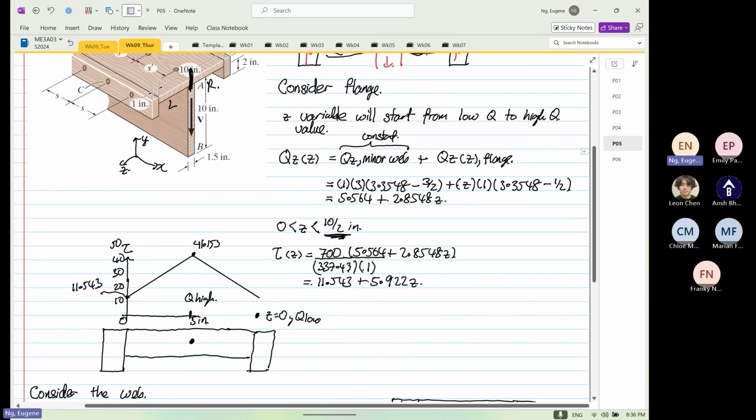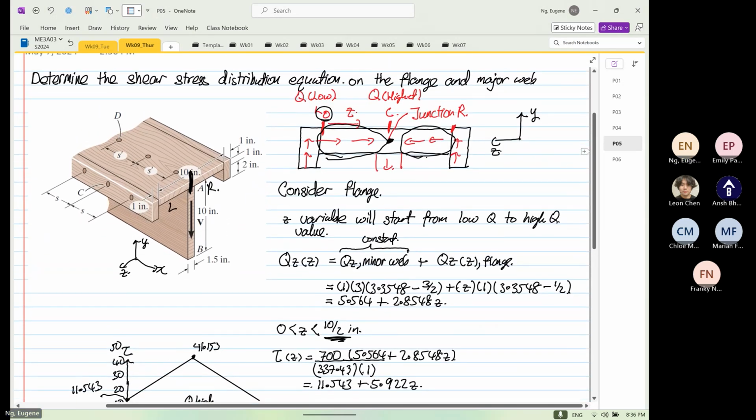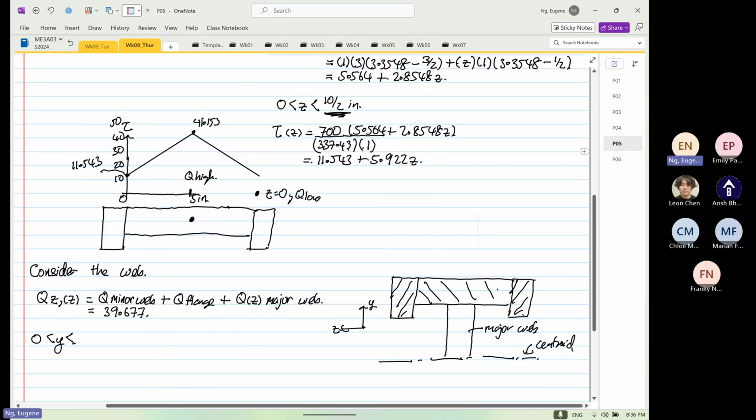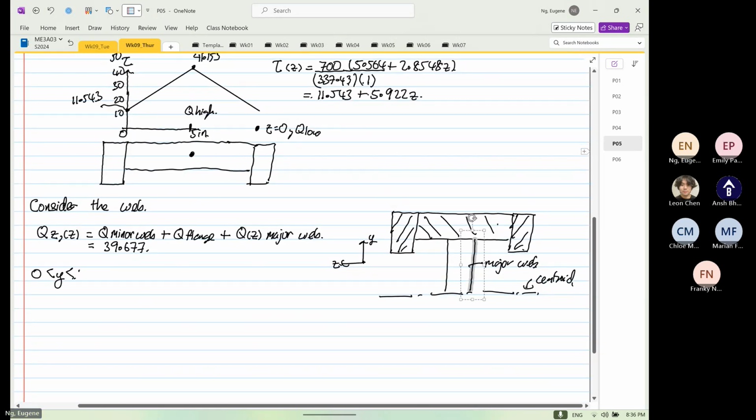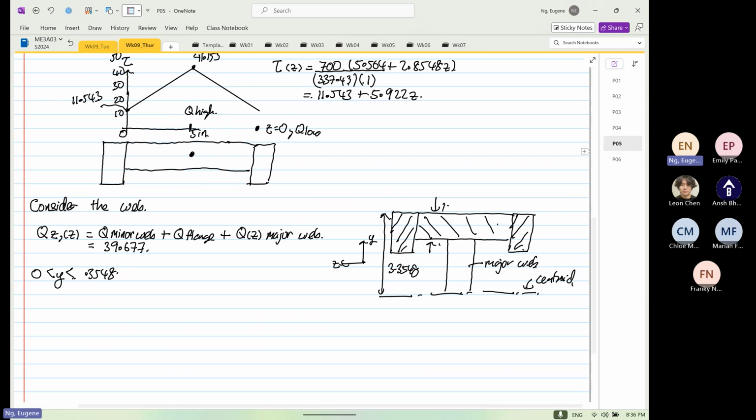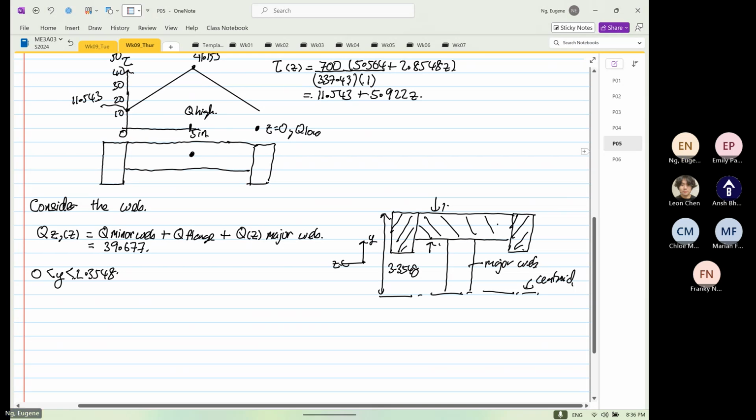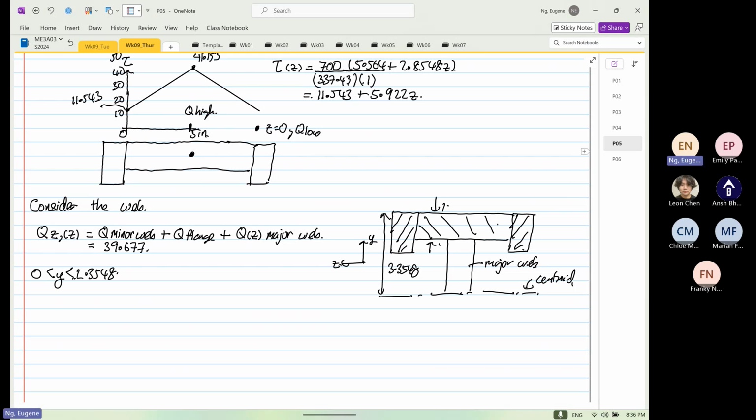Now the upper limit is, so the centroid is 3.3548. Right. So we know the distance from here to here is 3.3548. And we know this thickness is 1 inch. Right? That thickness is 1 inch. So the limits is now 2.3548 to 48.